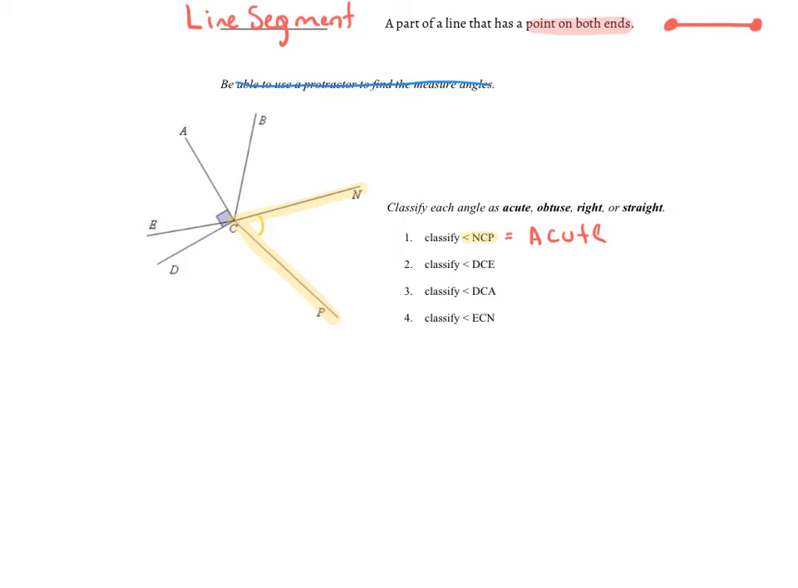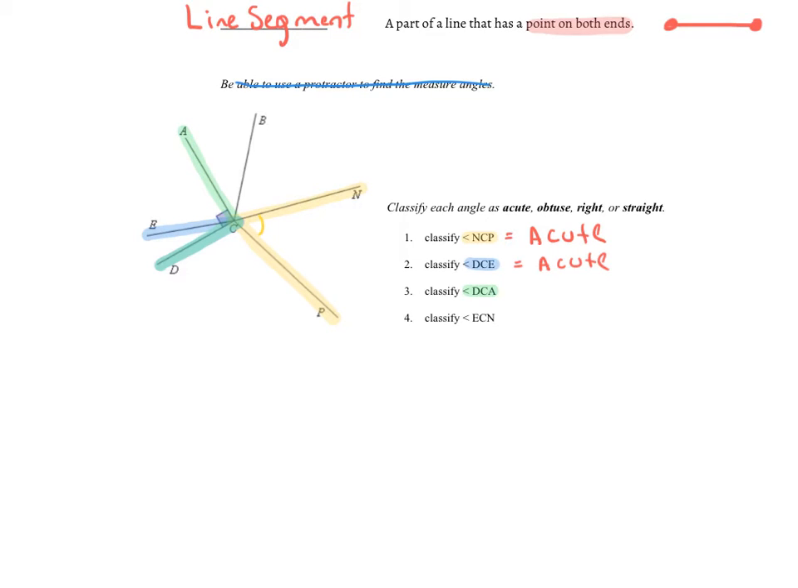My next one, angle DCE. So I'm going to highlight it, DCE here. This one is also much less than 90 degrees. So I'm going to write acute as well. My next angle, DCA. So I'm going to retrace over DCA.